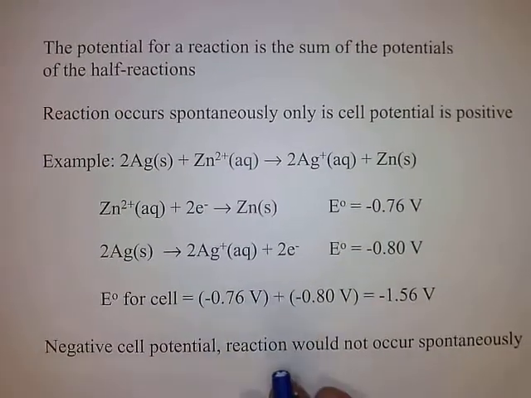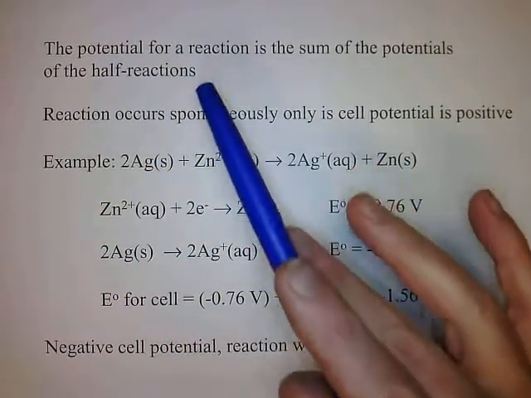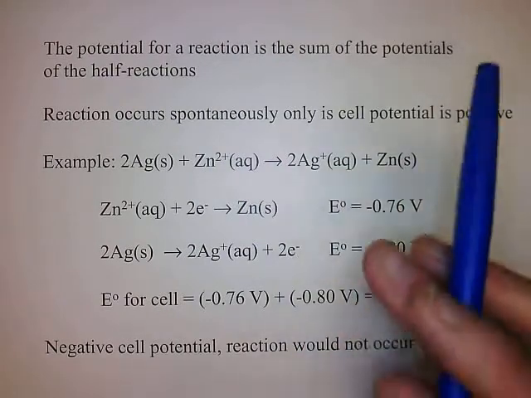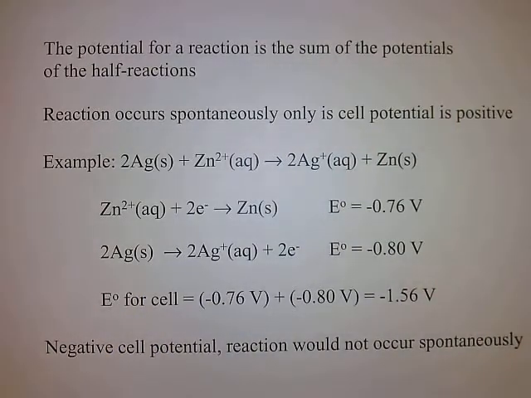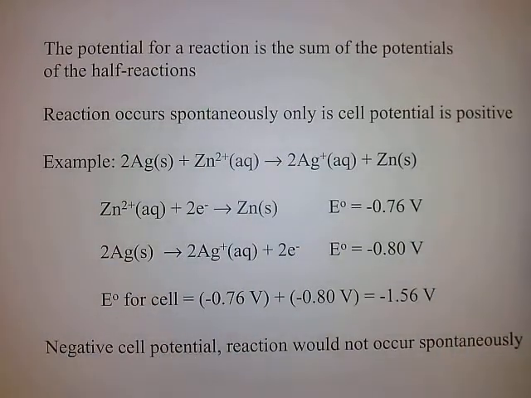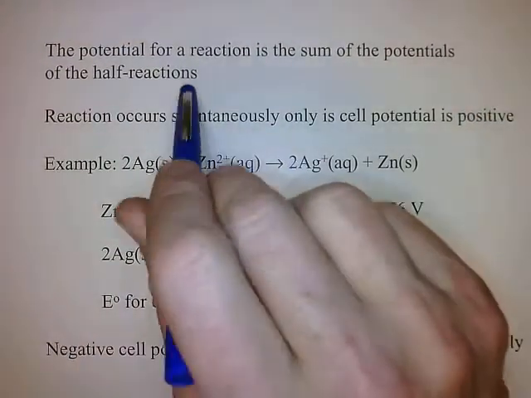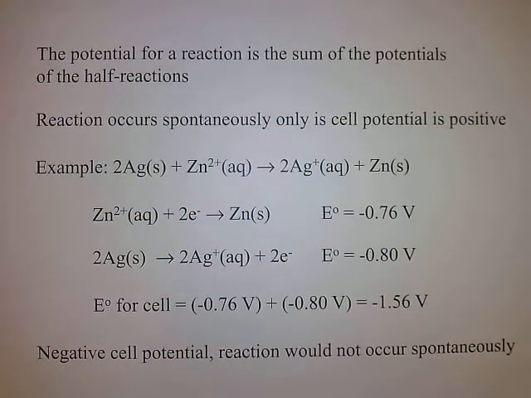So the potential for a reaction is the sum of the potentials of the half reactions. Okay, remember what I said about a half reaction: it can't occur by itself. There's always a pair. You can't have an oxidation without a reduction, because reduction is consuming electrons. Where are those electrons coming from? They're coming from an oxidation. So oxidation and reduction always occur together, and the potential for the reaction is the sum of the potentials of the half reactions.